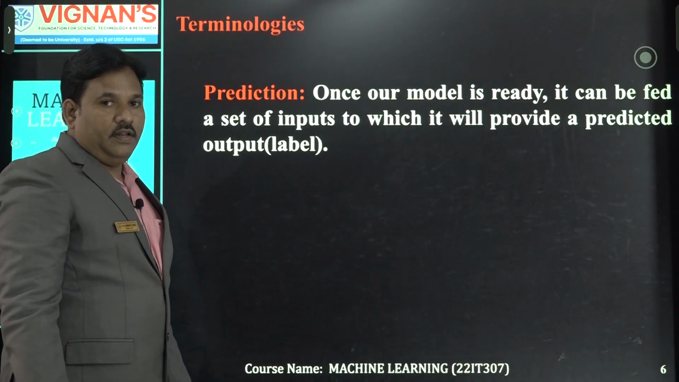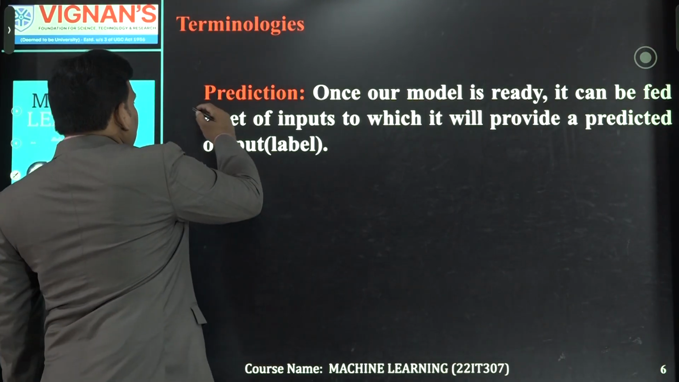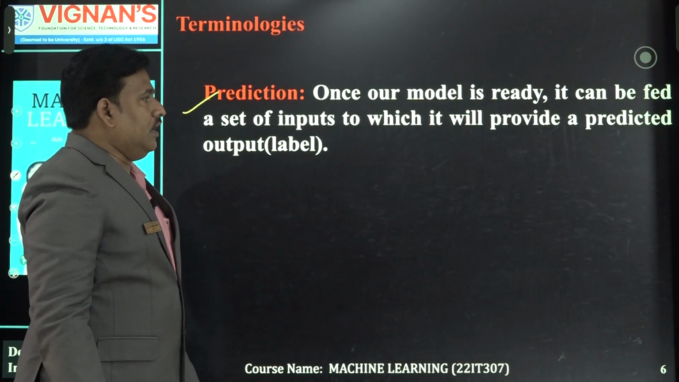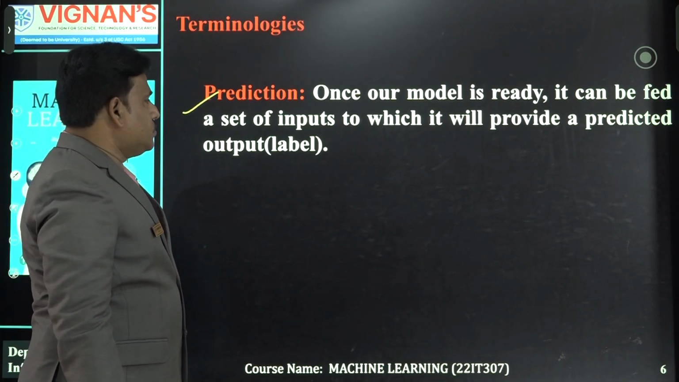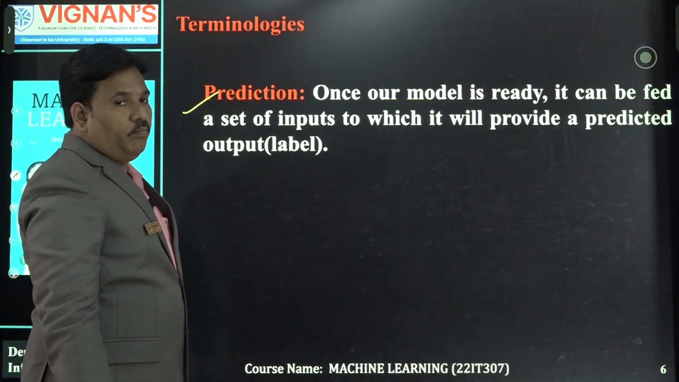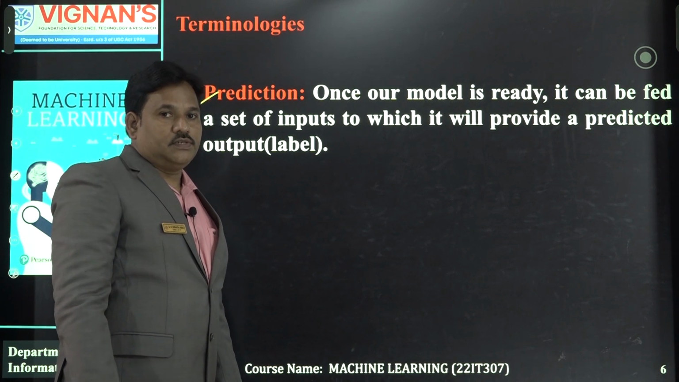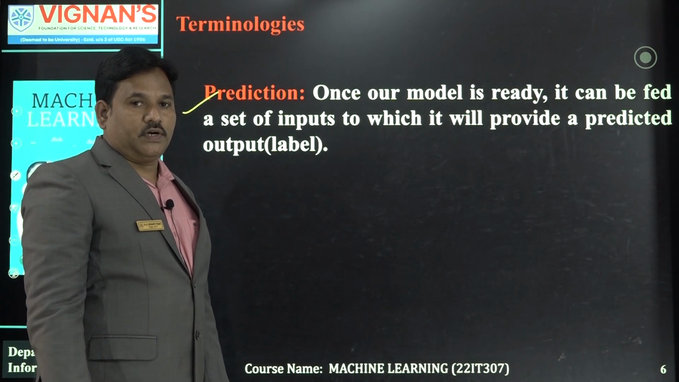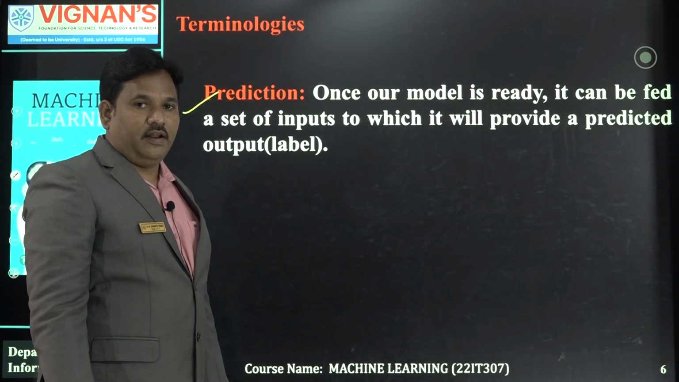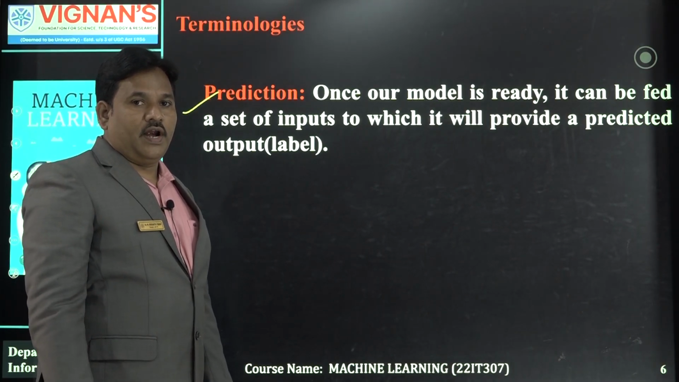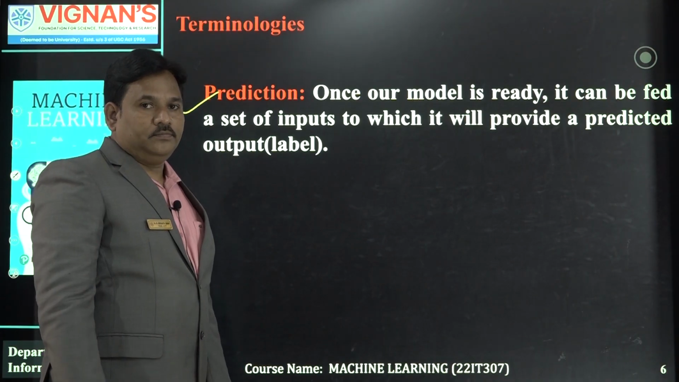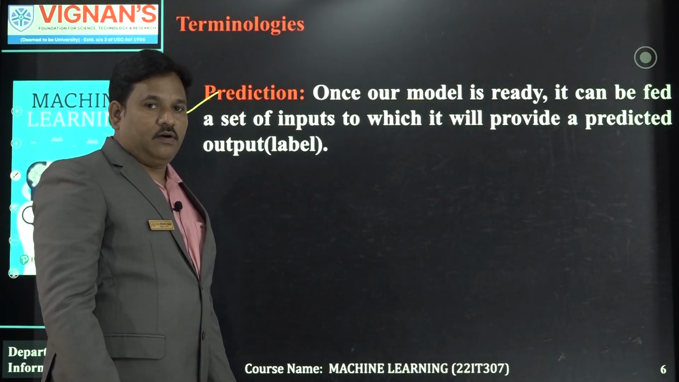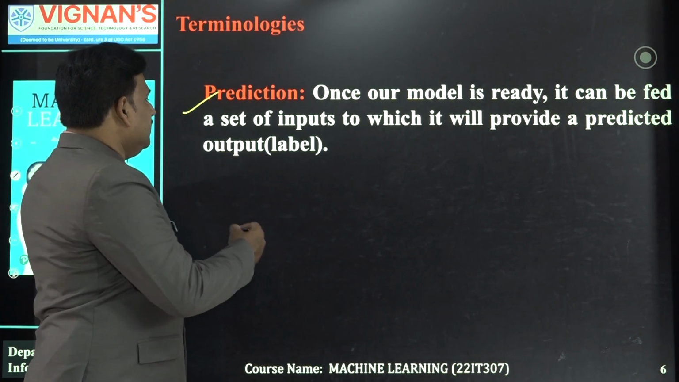Another terminology is the prediction. Once our model is ready, it can be fed a set of inputs, for which it will provide a predicted output. That means we trained the model by supplying the input and a set of expected outputs, or class labels or target labels. Now the machine is ready to handle a new set of data. Based on the knowledge it has acquired, it tries to predict the value.